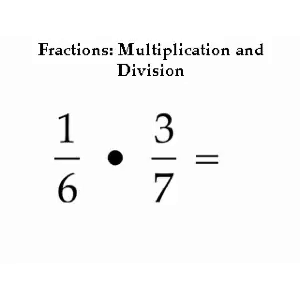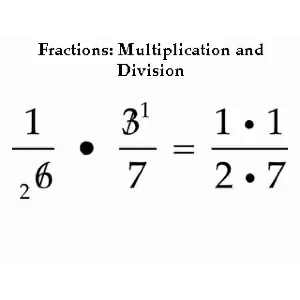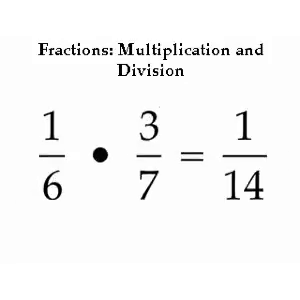So in this case, 3 goes into 3 once, and 3 goes into 6 twice. So now our new fraction is, for the numerator, 1 times 1, which is going to be 1, and our denominator is going to be 2 times 7, which is 14. So our final answer will be 1/14, and that cannot be reduced.